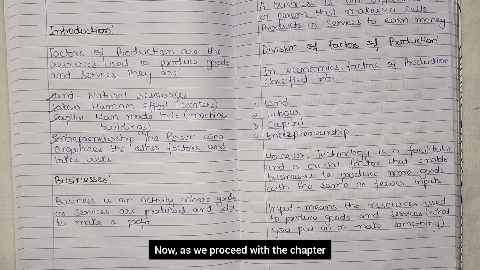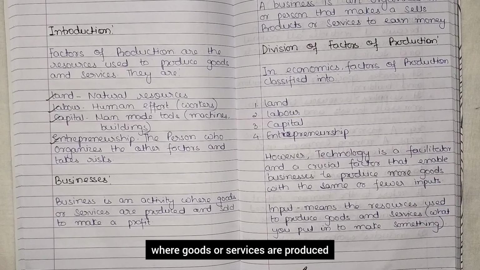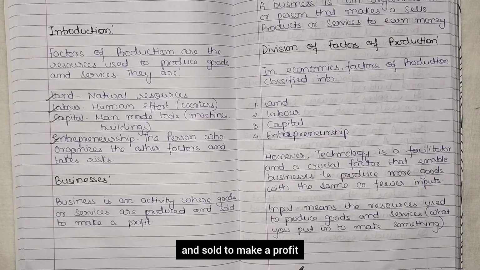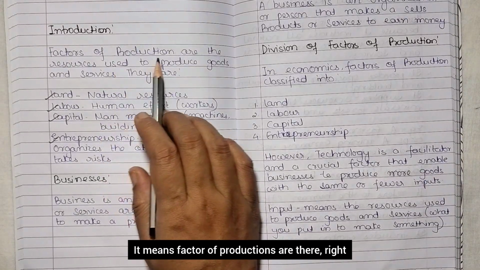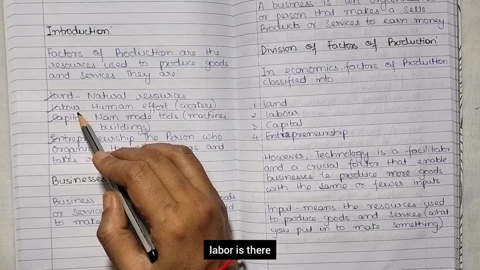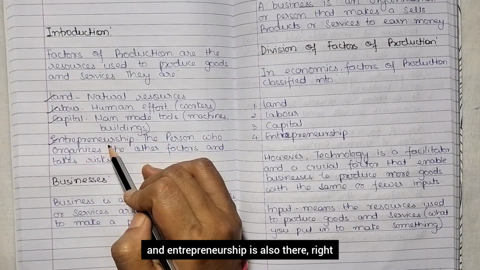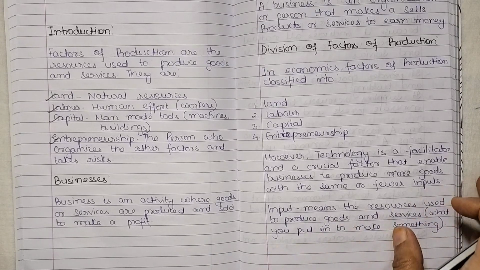Now, as we proceed with the chapter, we get the term business. Now, what is a business? Business is an activity where goods or services are produced and sold to make a profit. So here also goods and services are there. It means factors of production are there, right? These four things are there. Land is also there, labor is there, capital is there and entrepreneurship is also there. So we will see this in detail also.